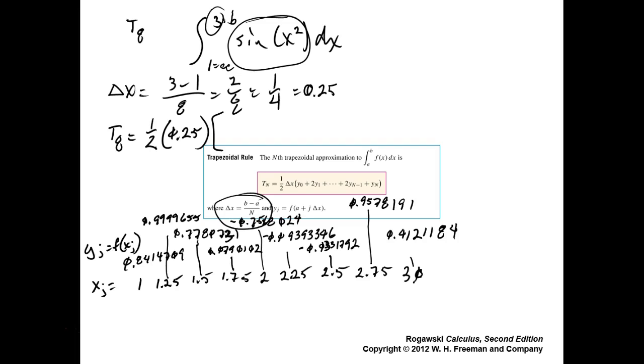Okay. 0.5 times 0.25 times open parentheses 1.2, that would be those two added together, we'll wipe out these two and those two, so it'll be 2 times this, 2 times 0.9999655 minus 2 times this, 0.0331792 plus 2 times 0.9578191. Do an equal, close parentheses.